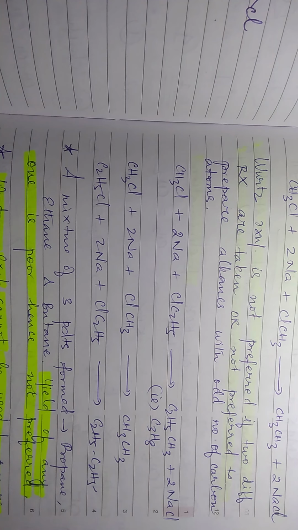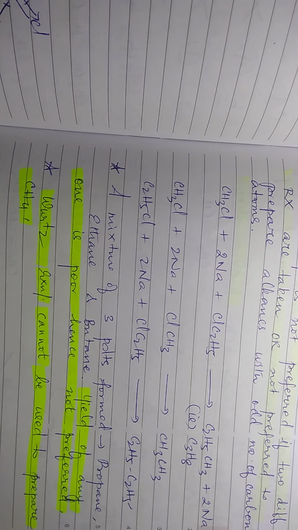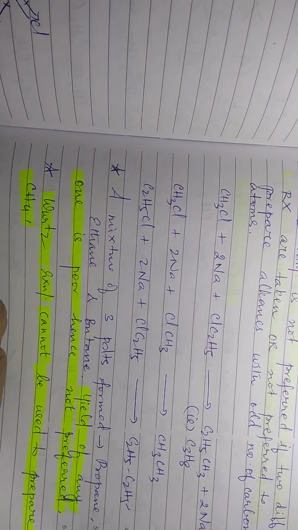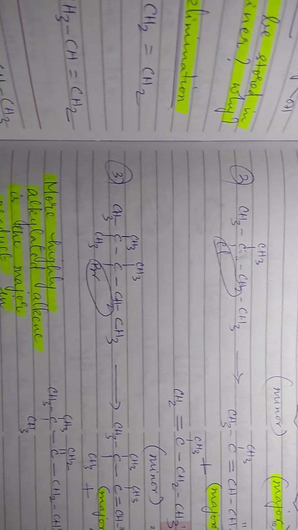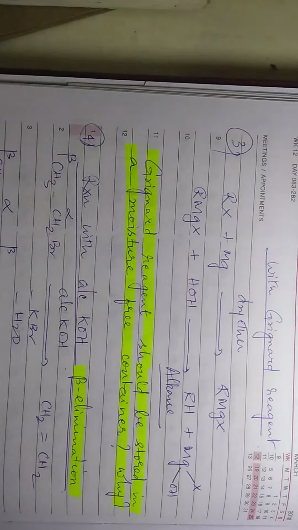With the result, what happens? A mixture of three products is formed, propane, ethane and butane, and the yield of any one is poor. That is why the Wurtz reaction is not preferred if you take two different kinds of RX molecules. It also cannot be used to prepare methane, because you get double the number of carbon atoms from where you start. A single carbon cannot be prepared.